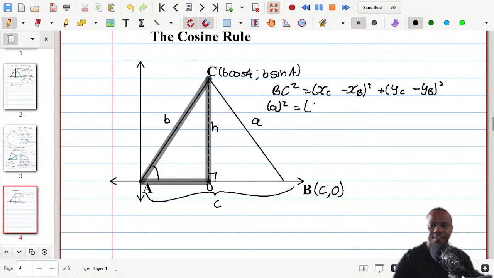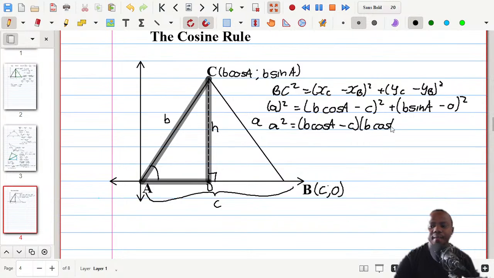The x value of c is b cos a. So b cos a minus the x value of b, which is c, all squared, plus the y value of c, that is b sine of a, minus the y value of b, that's just 0, squared. So a squared would be equal to (b cos a minus c) times (b cos a minus c). Then the second bracket is just going to be b squared sine squared a.